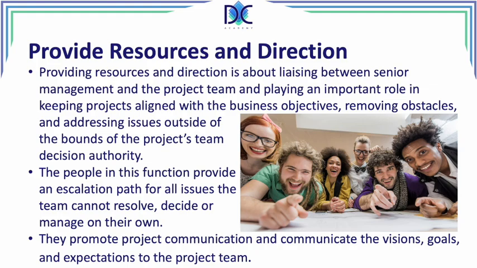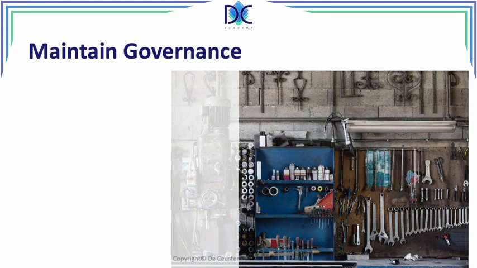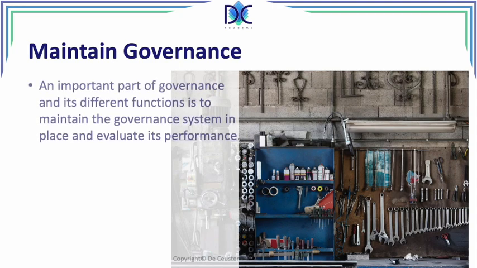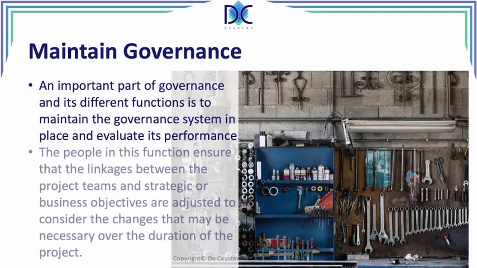Another element is about maintaining governance. It's important that we maintain the governance system that is in place, and we have to evaluate its performance. The people in this function ensure that the linkages between the project teams and strategic or business objectives are adjusted to consider the changes that may be necessary over the duration of the project.